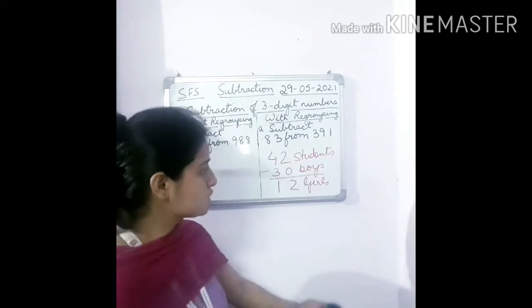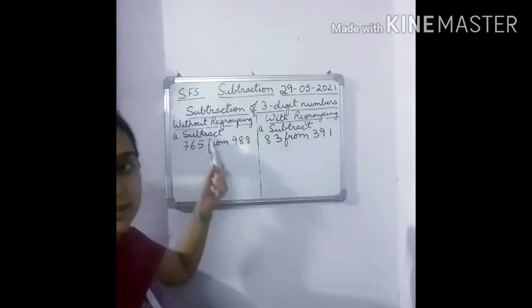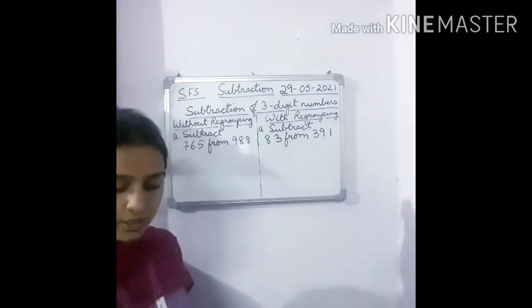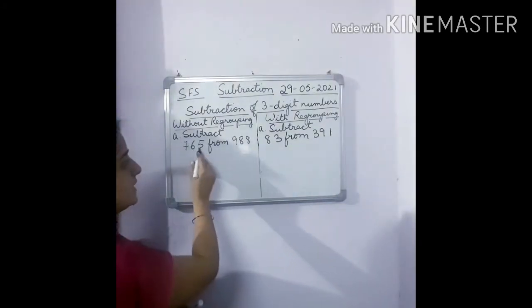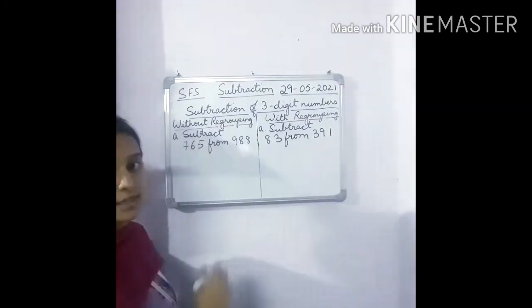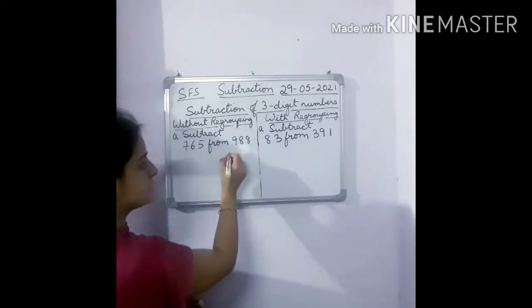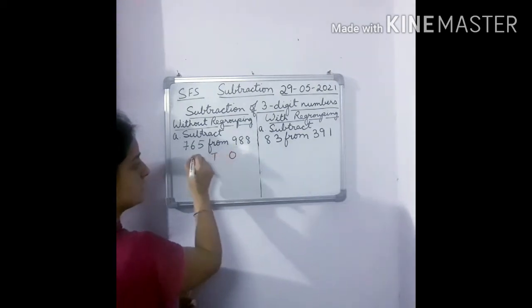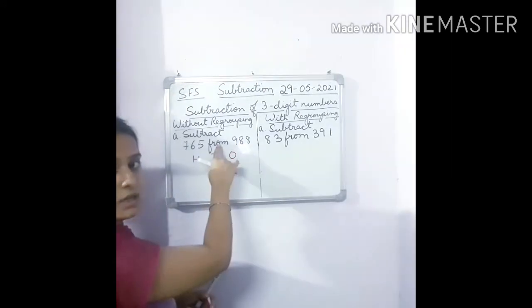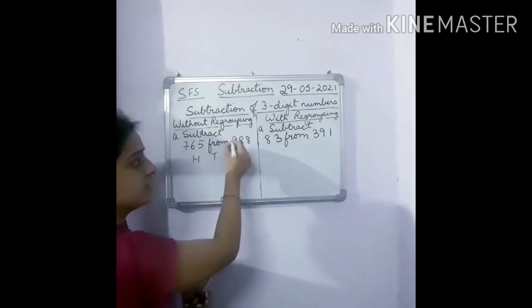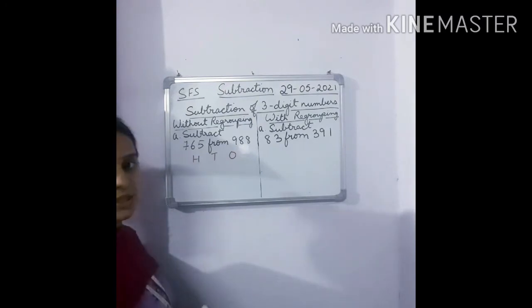Okay? So let's start with our today's topic. Subtraction without regrouping. So without regrouping, children, we don't have to borrow here. The first question is, subtract 765 from 988. So these are 3-digit numbers. So in a 3-digit number, children, we will put 3 places: ones, tens, hundreds. And as you are very familiar with the term from, right? When the word from is there, that means the next number comes first. So 988, children, we will write first.